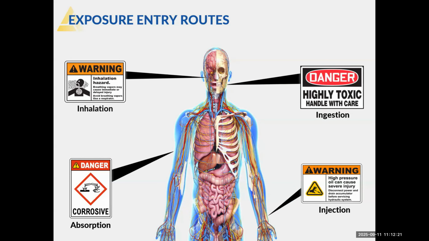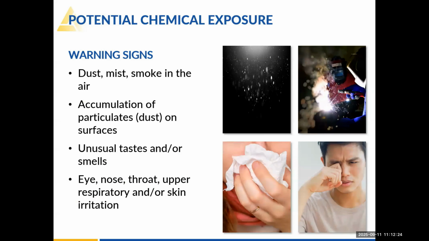So, Jennifer, next screen, please. Now that we know a little bit about routes of entry, potential chemical exposure. This is where you're going to start assessing. You're going to do that recognition piece now, because you might have some of these processes that I talked about. These are some warning signs that you can look for. If you've got things hanging in the air, dust, mist, smoke, this is where I challenge you to maybe do the white glove test. What I mean by that is go check some of your surfaces. If you have any accumulation of dust, that is a good indicator that you might need to do some further work.